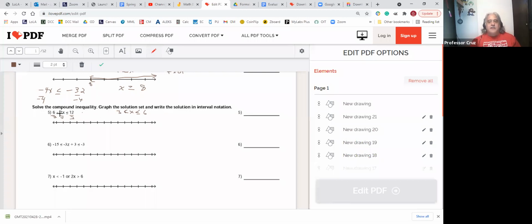If we were to take these separately, in other words, 2x is less than or equal to 12 and 2x is greater than 6, put them together and see where they overlap. This is what we get by just sticking it in the middle like that. So here we go. Parentheses, bracket. Okay?